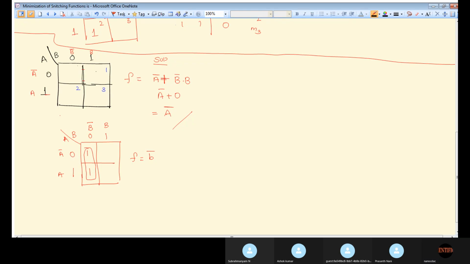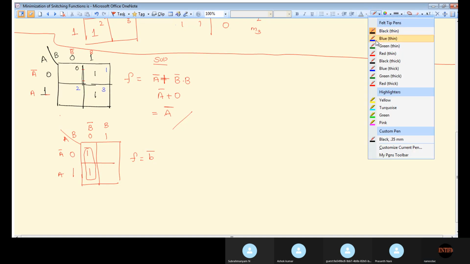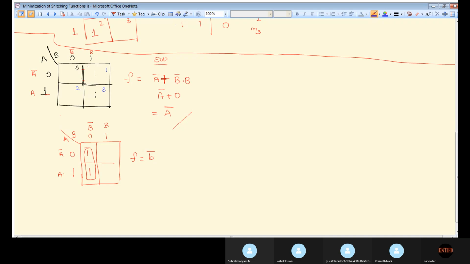Next one, 1 and 1 I have given here. So what is the function? B. Very good. This is B.